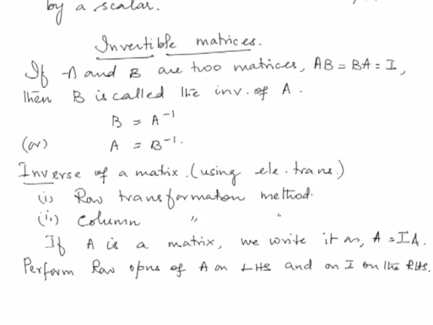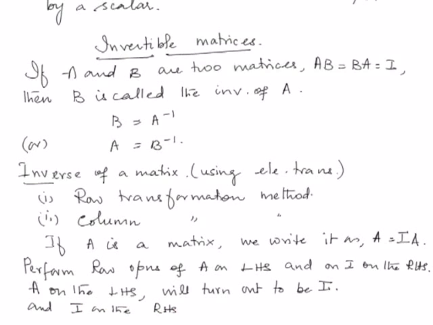So what will happen? The A which is on the left hand side will turn out to be the identity matrix, and I on the right hand side will be the inverse of A. So I have explained the procedure for the row transformation method. Yes, we have understood about the row transformation method.